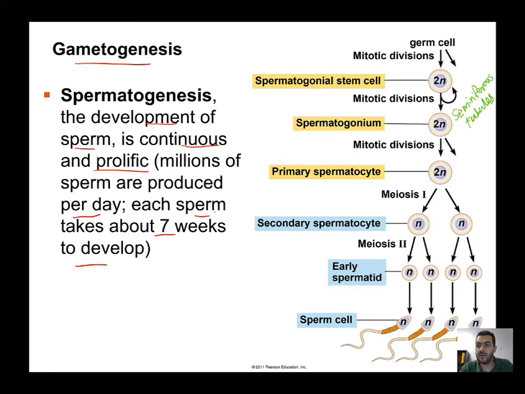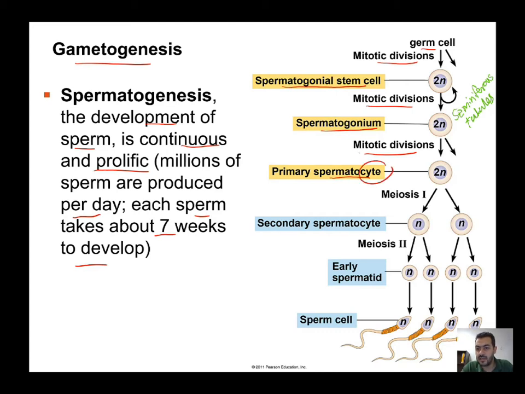So we start with a germ cell. This germ cell undergoes mitotic division, and as you know, mitotic division means that the cell is multiplying, and we will form a spermatogonial stem cell. Again, it will go through mitotic division, so more multiplication of these cells that will give us the spermatogonium, and then more and more mitotic division to end up with the primary spermatocyte.